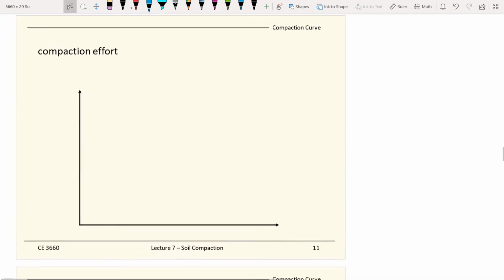So compaction effort, how would that represent on a compaction curve? Again, this is a compaction curve. The x-axis for the compaction curve is the water content, and the y-axis is the dry unit weight. It's not total unit weight, but the dry unit weight. We have two types of compaction efforts from the lab, right? We have the standard Proctor, and also the modified Proctor.